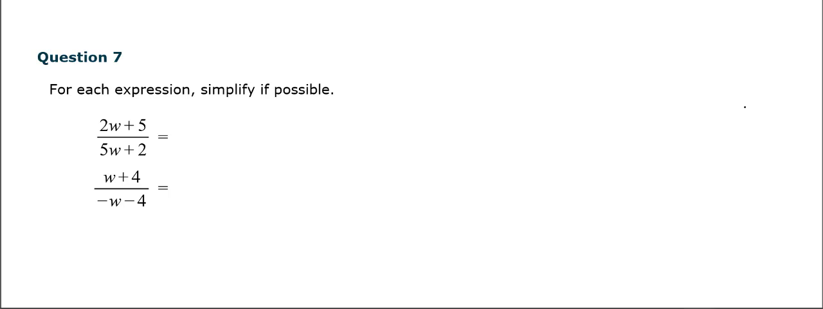So question 7, it's two separate problems, and it's asking us to simplify if possible. The first one is 2w plus 5 over 5w plus 2. Remember, it's a good idea to put these in parentheses to remind yourself that together they represent a single factor. So they're not the same, and I can't factor anything out of either one. So this is simplified as much as it can possibly be simplified. So our answer would be 2w plus 5 over 5w plus 2.